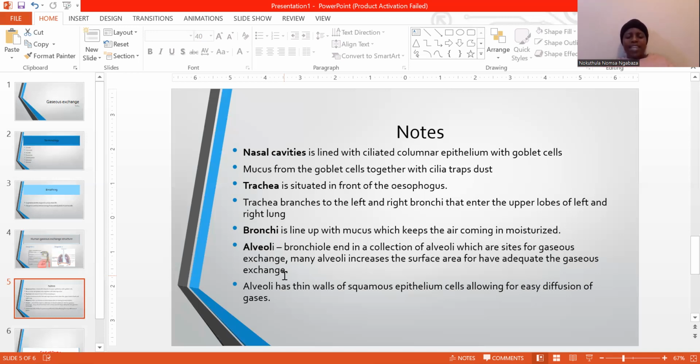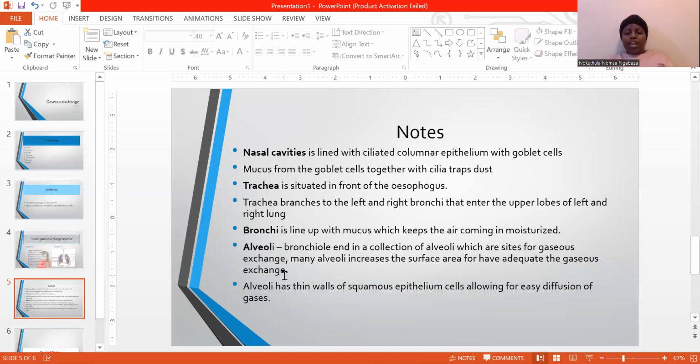Another thing that we had in our diagram is the larynx, and we also had the pharynx. The pharynx you find in the throat region. It is basically responsible for connecting your nasal cavity to your larynx, and it is the one that allows the entrance of the gases into the trachea and the esophagus.